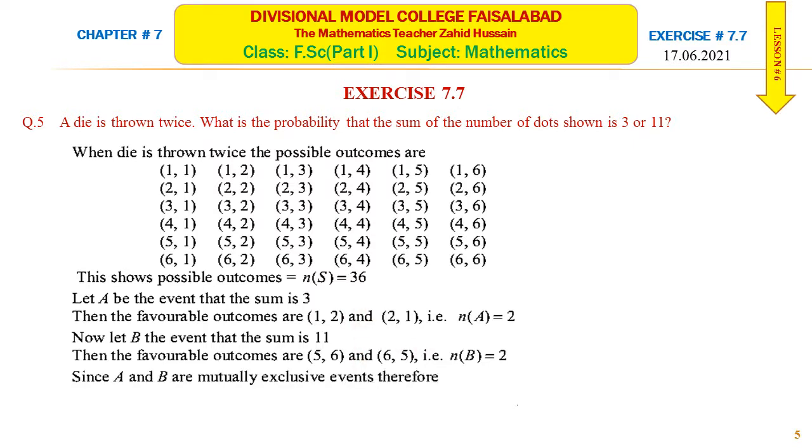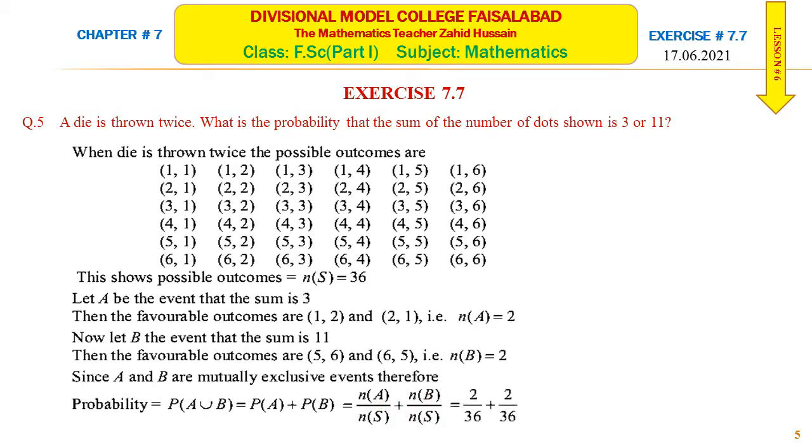So we will apply the sum rule, which is probability of A plus probability of B, because there is nothing common, so we will not find A intersection B. The probability of A is the number of elements of A over the number of elements of S, plus the probability of B is the number of elements of B divided by the number of elements of S. Put the values. A is 2 over 36, B is also 2 over 36. We get 4 over 36, and 4 over 36 can be simplified as 1 over 9.